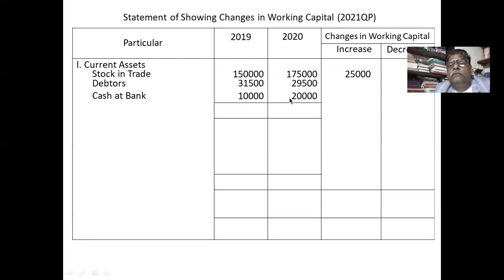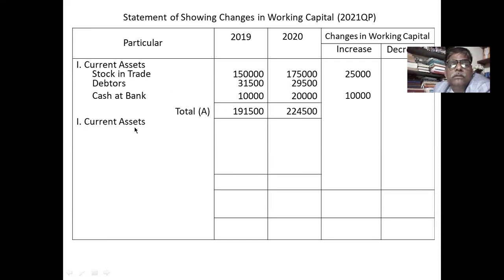10,000 first column, second column 20,000. So there is an increase. Increase is 10,000. Increase column you write. Okay. Like this, you write all the current assets. After completing all current assets, you take the first column total. That is 1,91,500. Second column total 2,24,500. Like this, you take the total.